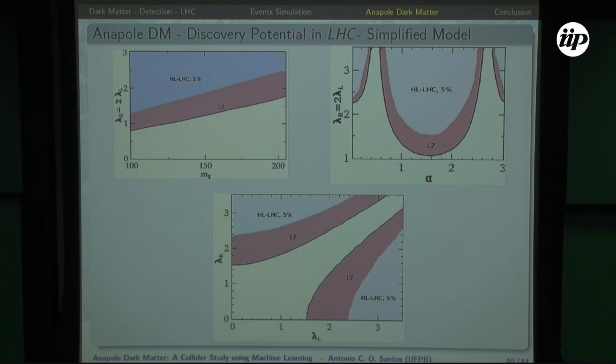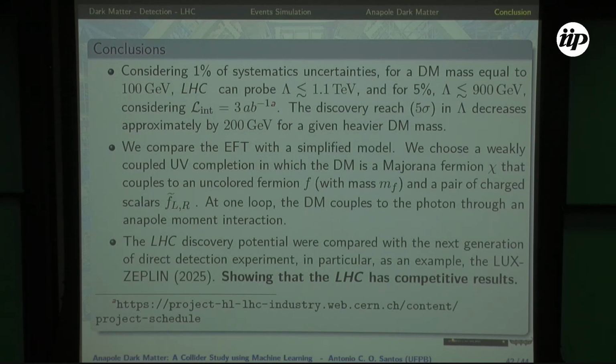Just remember, we were considering the luminosity of the LHC of 3 ab^-1. Okay, and just to add, this blind spot here can be measured with the indirect detections. So the conclusion is we performed an analysis about the potential of discovery of this Anapole interaction at the LHC. We compare with some simplified model, and it's important to mention that even if a future direct detection experiment could detect this kind of dark matter interacting through the Anapole moment, you need to have a sign-off from all different kinds of experiments.